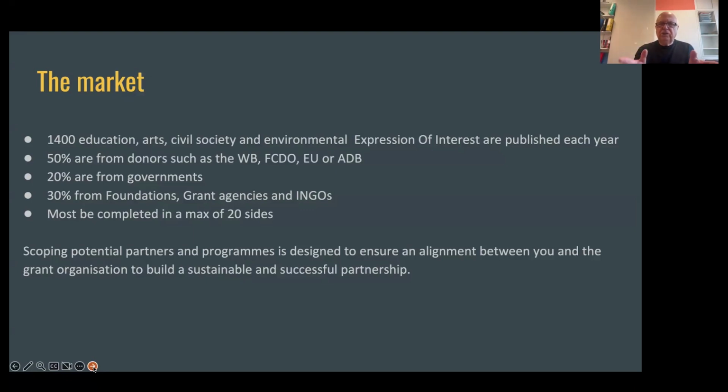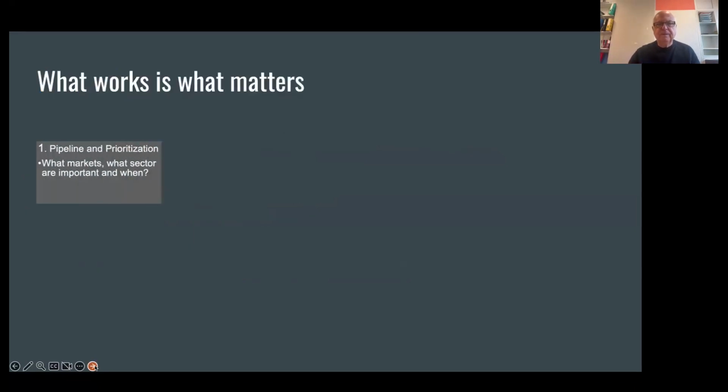So there's a huge demand out there for people to submit grant applications for a range of education, arts, civil society, and environmental activities. And that involves libraries, it involves digital communications, and it involves the areas that you're concerned in. Most applications can be done in 20 sides. There's very, very structured approaches, so this should be straightforward. But if you're going to approach this, the question is, how do you do it?